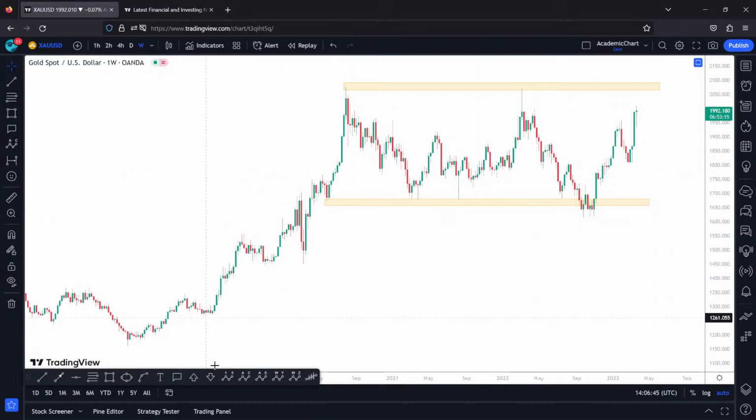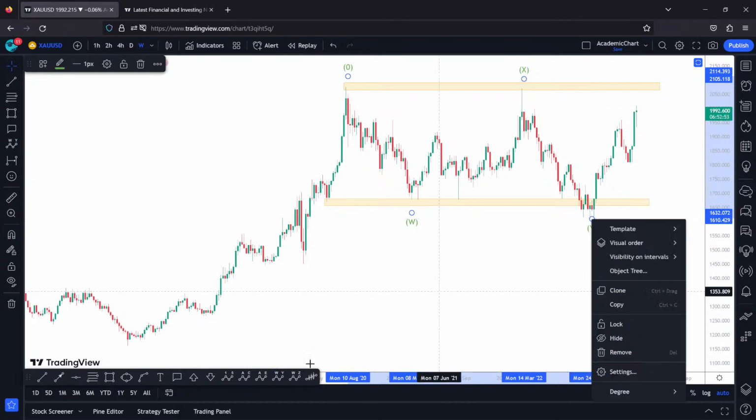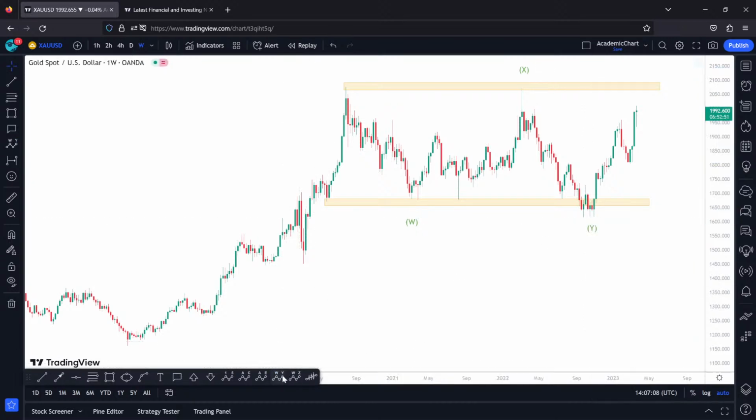But I would like to look at this differently this time, because I guess this corrective structure here was our first corrective structure, and I can actually count this as our W, and it has been linked to the next corrective structure as Y. So this is, if I use my pop-up here, an Elliott double combo wave.